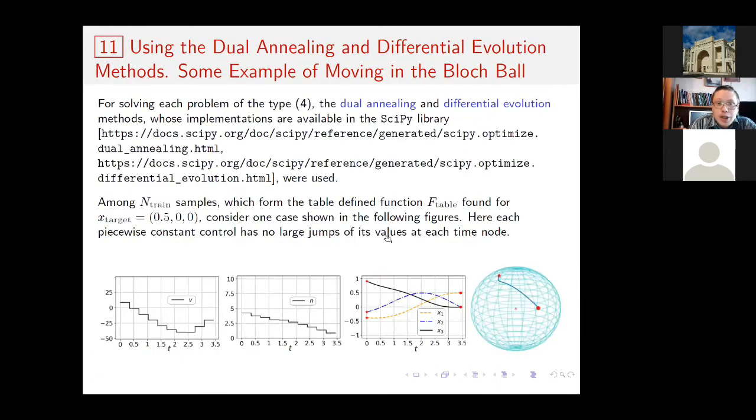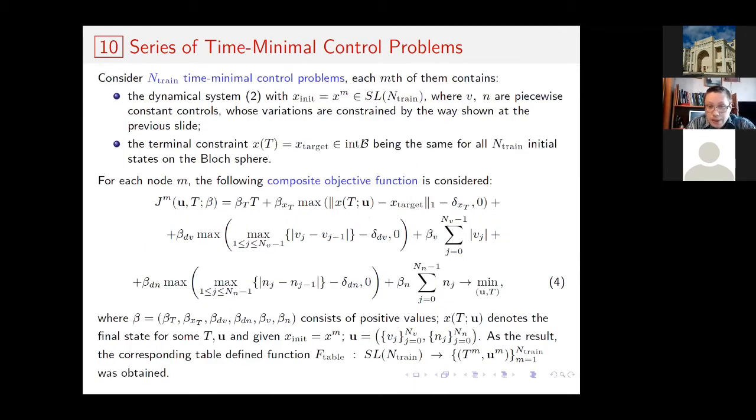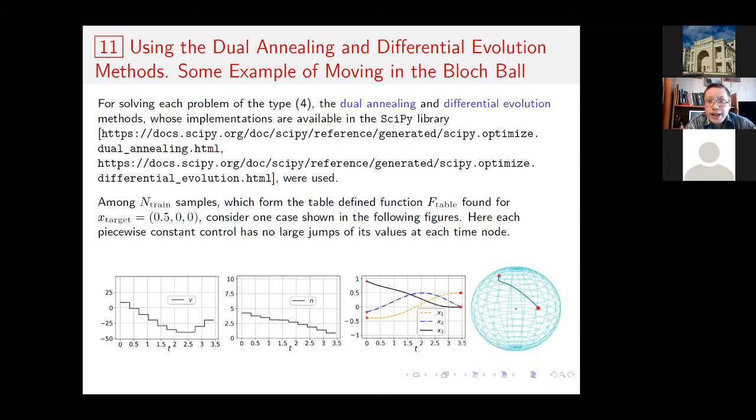And let me say some words about optimization methods. We use here only zeroth order optimization, and our objective function is written using the maximum and L1 norm here, and we use dual annealing and differential evolution methods here. Their implementations are available in the SciPy library. As an example, we consider 200 initial states and 200 optimal control problems here.